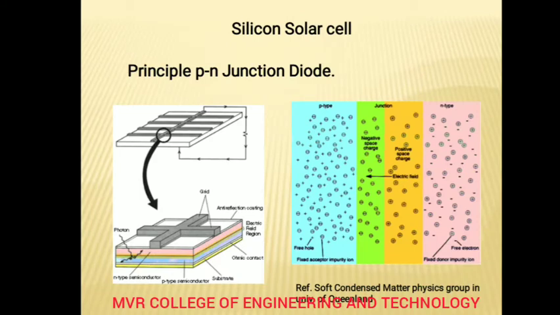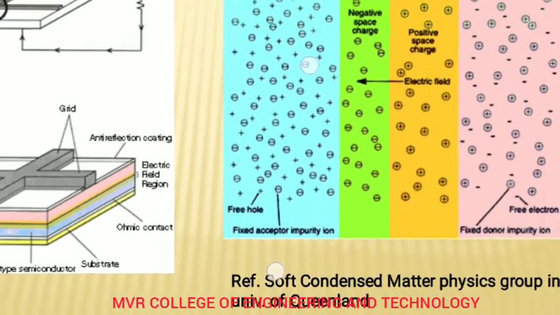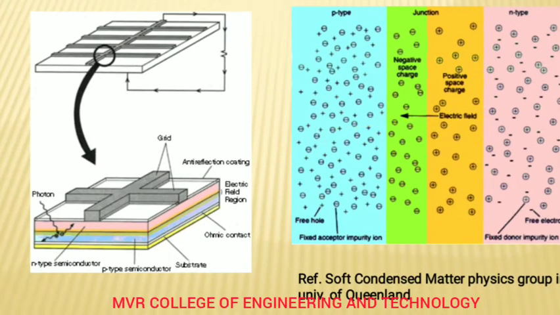And you can see the solar cell, the principle of the PN junction diode. You know about the PN junction diode. There will be a P layer and an N layer. There will be a depletion layer, which is the junction, and positive will be attracted to negative and negative will be attracted to positive. In P type there will be holes, with fixed acceptor impurity ions, and fixed donor impurity ions, and this P type will be attracted to N type, and N type will be attracted to P type, and forms the junction. In the junction you can see there is a negative space charge and also a positive space charge. You can see the images of the solar panel also, grid connected, with the anti-reflecting coating, electric field region, ohmic contact, and P type, N type semiconductors.